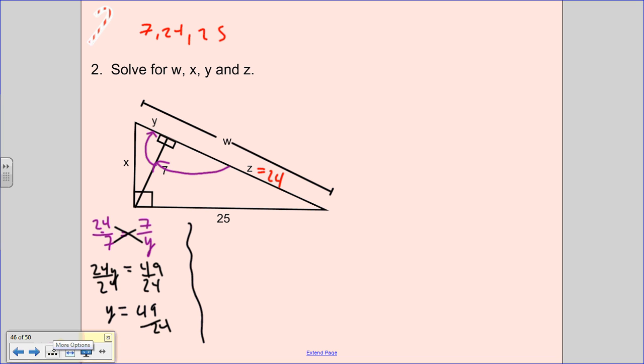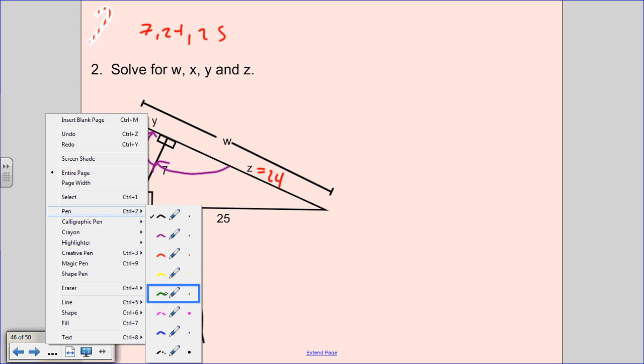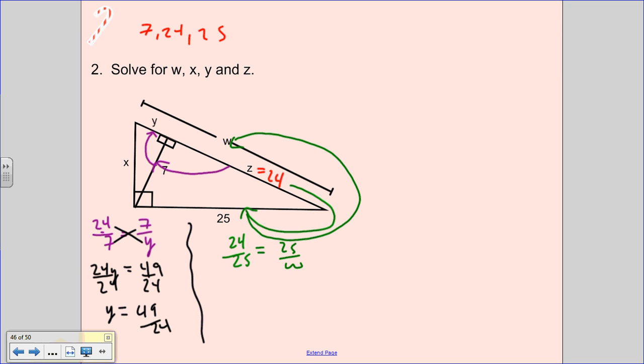Okay, so now we could use the mustache to find w. Starting at z, 24, come around the corner to 25. So 24 is to 25. Start back again at 25 and come around to w, as 25 is to w.